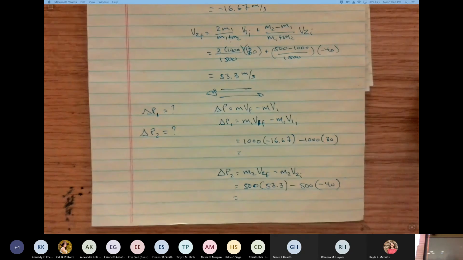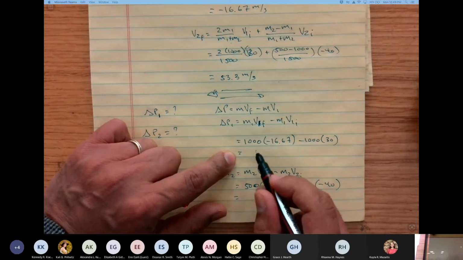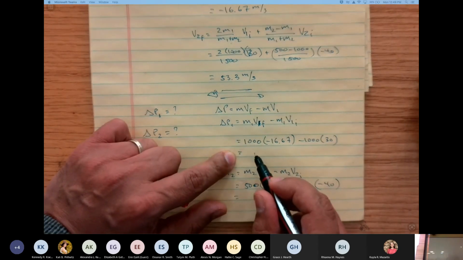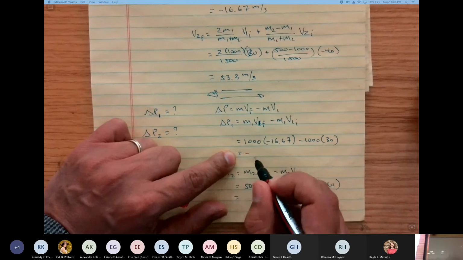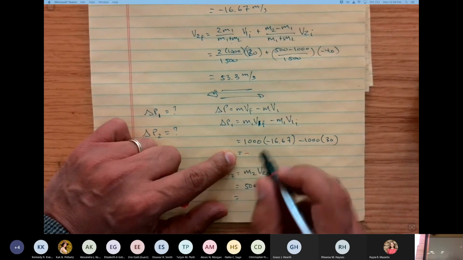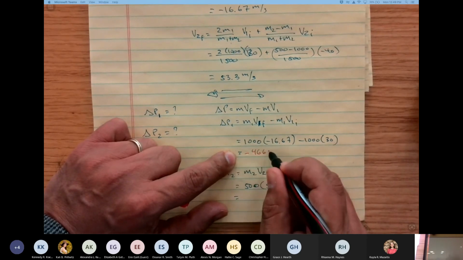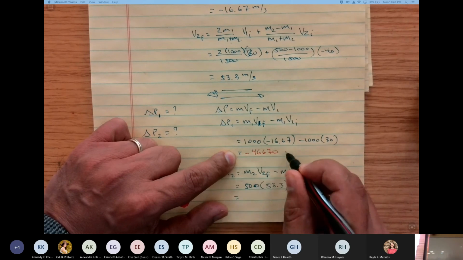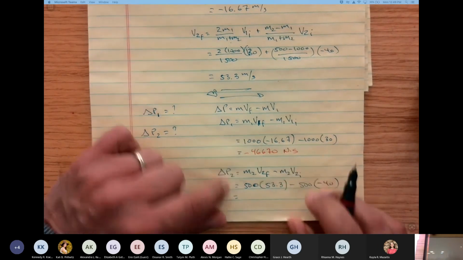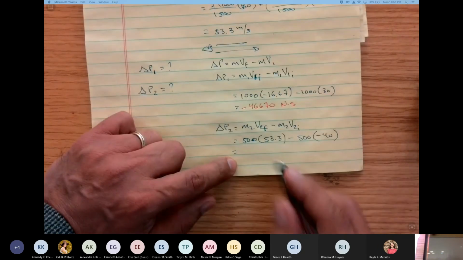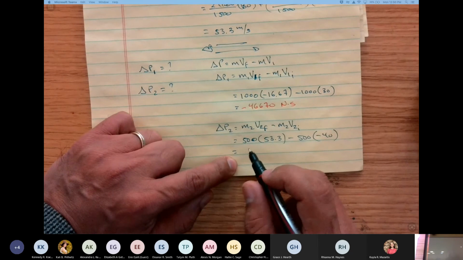Okay, so on the first one, we're going to end up with a negative number. What did you get? 46,670 Newton seconds. And Mary, what did you get on the second one? 46,650 Newton seconds.